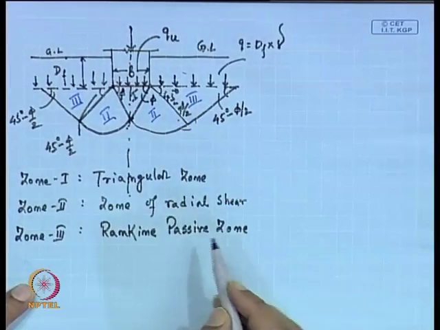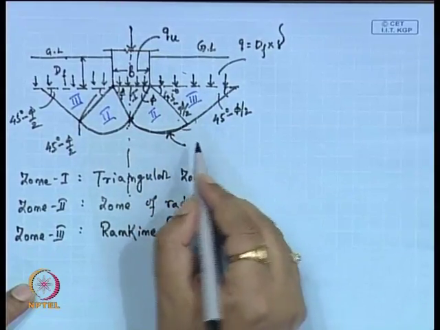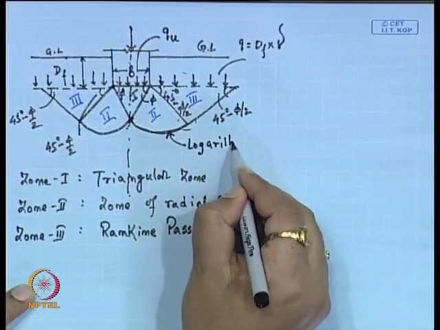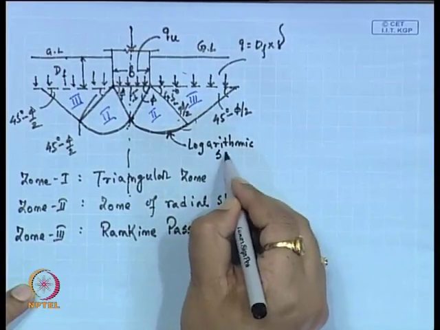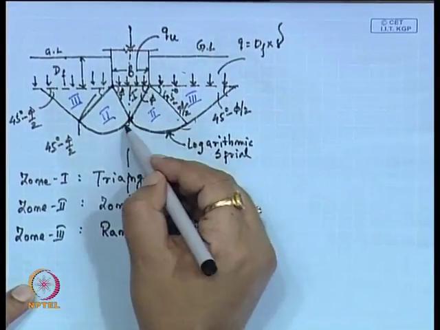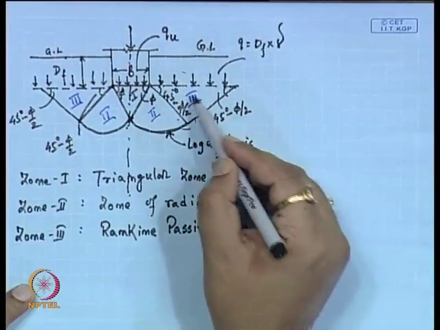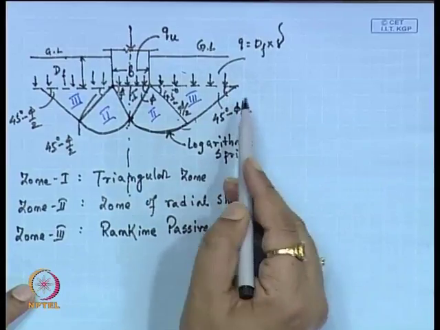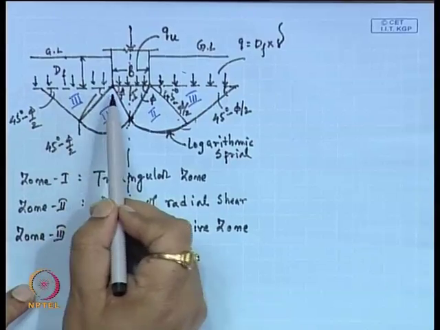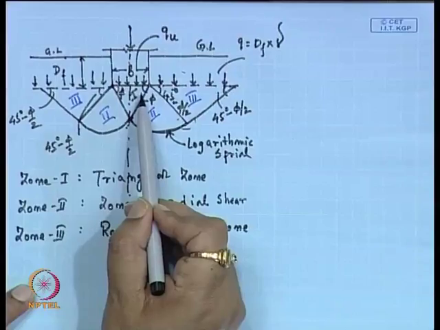So, now this part is the logarithmic spiral part. This is the logarithmic spiral, then the straight portion. So, triangular part, then the logarithmic spiral, then the straight portion. In this Rankine passive zone, this angle is 45 minus phi by 2 and this angle is also 45 minus phi by 2. Similarly, these two angles are 45 minus phi by 2. In the triangular part, this angle is phi, this angle is also phi.